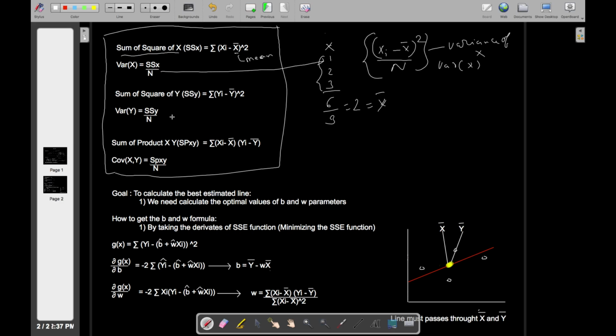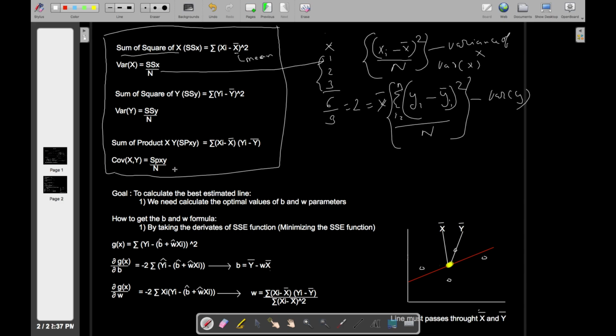Okay. And similarly for y, all the actual values of y minus the mean of all the values of y, we take the difference, do the square of these differences, and take the summation from i equals 1 to n, divided by the number of points in the data set. So it gives you the variance of y.